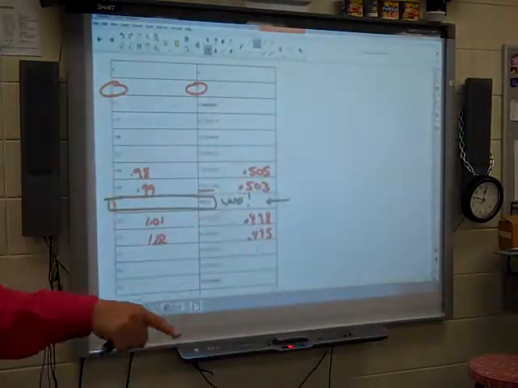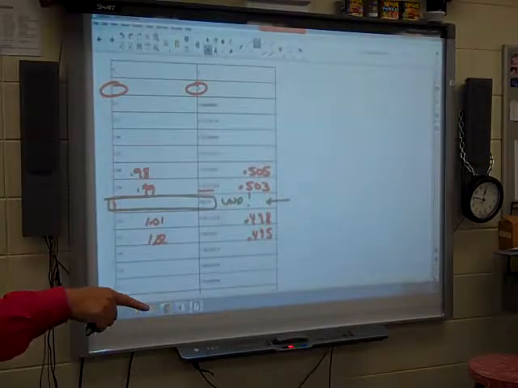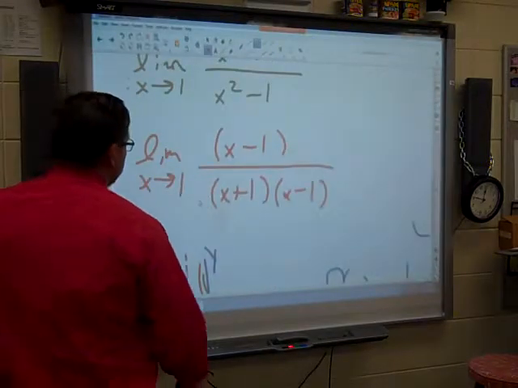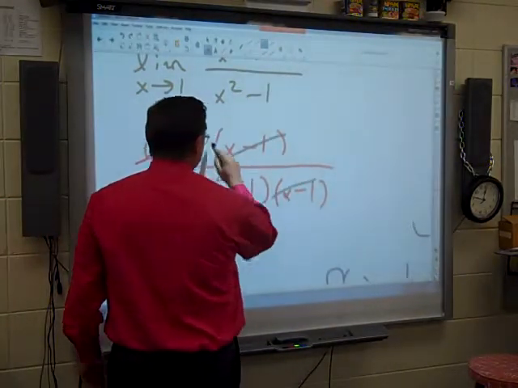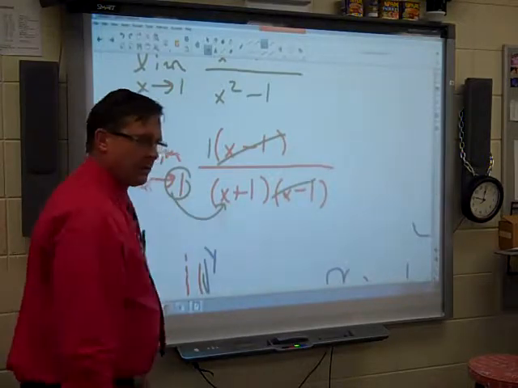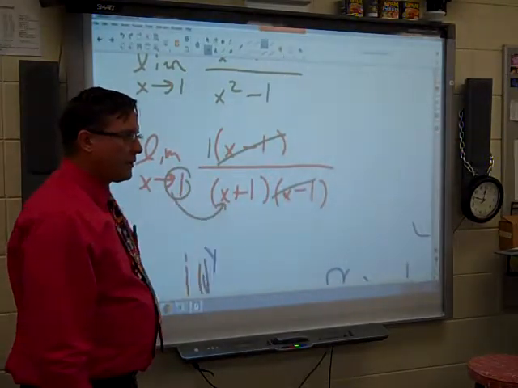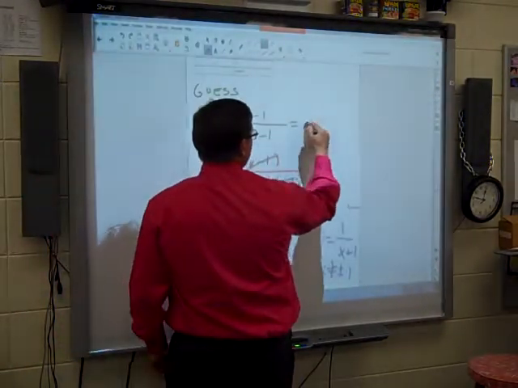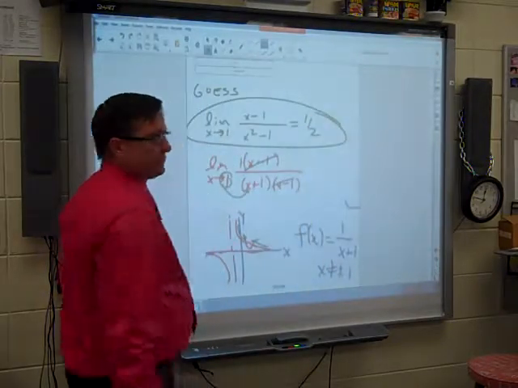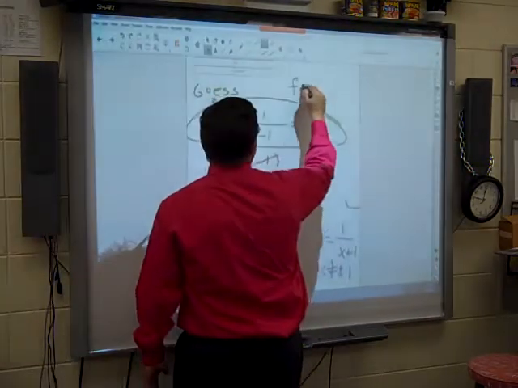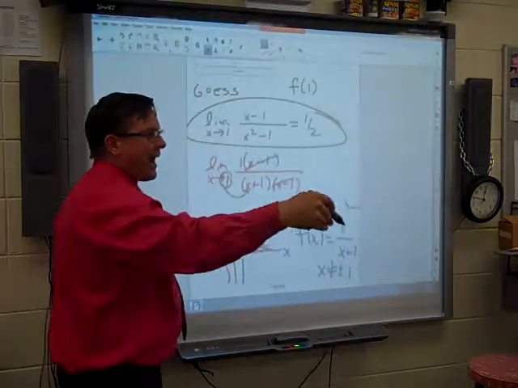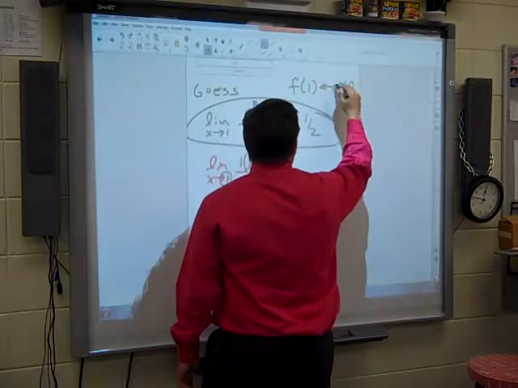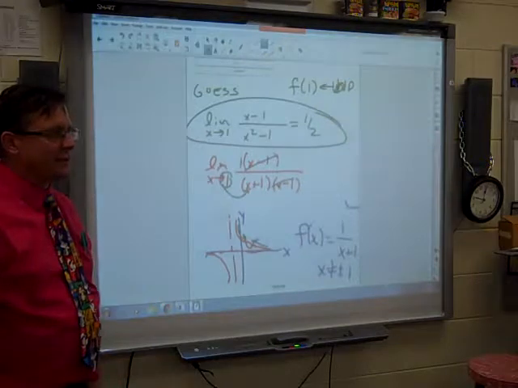And this is just like we talked about on the secant line, f of a plus h minus f of a over h, remember? The secant line. When we get to this point, if we cancel this and this, now we substitute 1, you have 1 over 1 plus 1. This becomes 1/2. And again, what's f of 1? Undefined, right? Does not exist. Undefined.